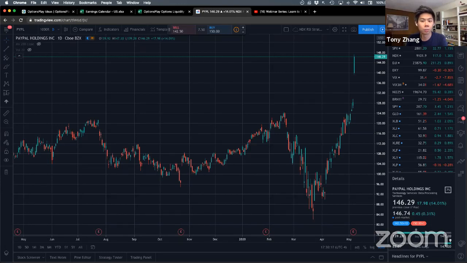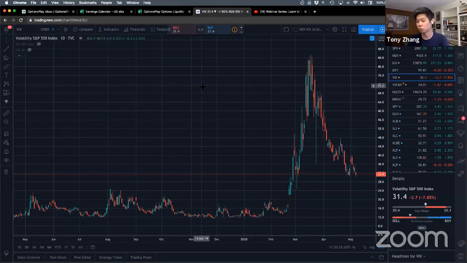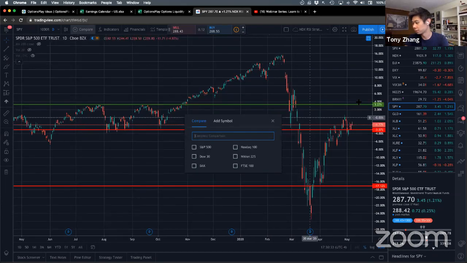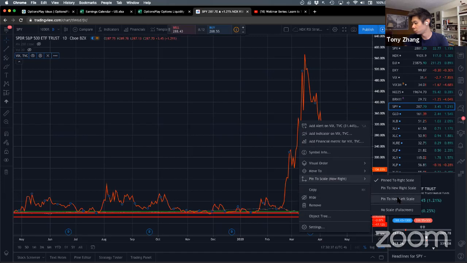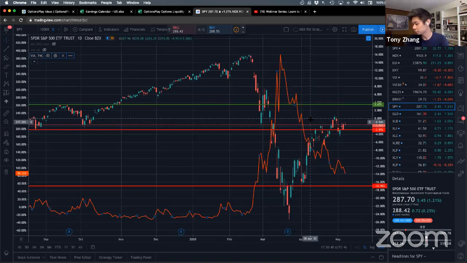On the VIX, there were many pullbacks on the way down. How do you know if you've reached the lowest point? Usually you want to wait for at least a few trading days. So let's look at SPY, compare that to the VIX. Most of the pullbacks did not last more than a single day.